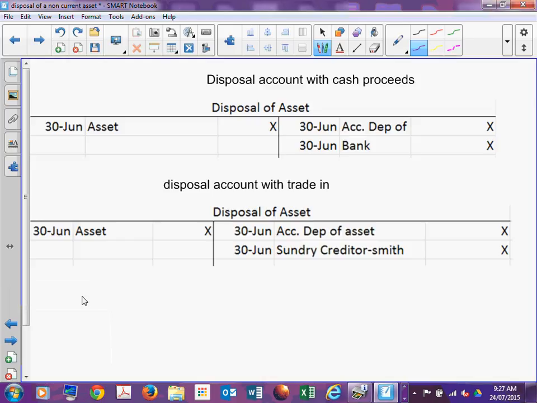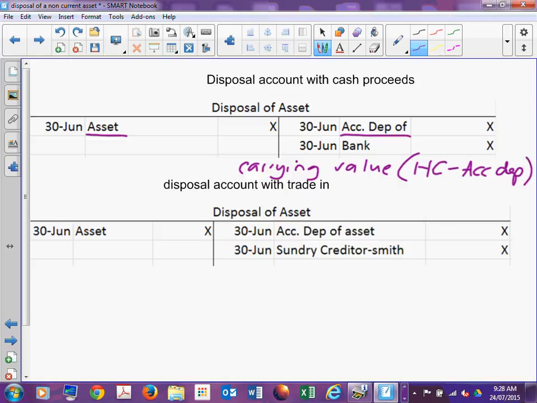Alright, we're back recording. Okay, so 2 different examples, but you'll notice there are 2 entries that are exactly the same in the disposal account because they will always be there. There'll always be an asset entry on the debit side and the accumulated depreciation on the credit side. The reason for those entries, which we did in step 1, is to work out the carrying value. Because as we said before we started today, the carrying value is historical cost minus the accumulated depreciation.